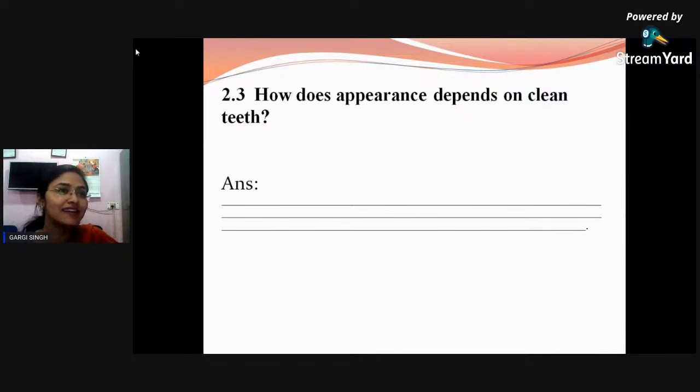Chandrani says, as we smile, our teeth are shown very good. Yes, that's correct. That's something which is related to common sense also. And when you smile, the first thing that appears is teeth. So basically, appearance depends on clean teeth. Geetika says it shows cleanness. It shows your sense of hygiene. Very good.